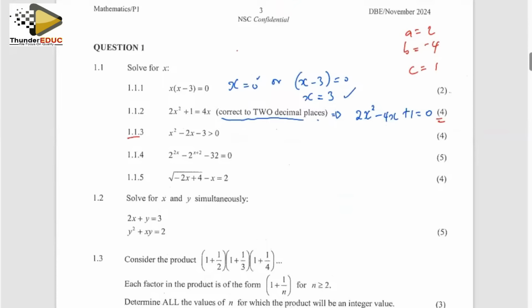Then 1.1.3 is the quadratic inequality. So let's factorize that. That's going to be x, that's also going to be x. We can have a 3, can have a 1.